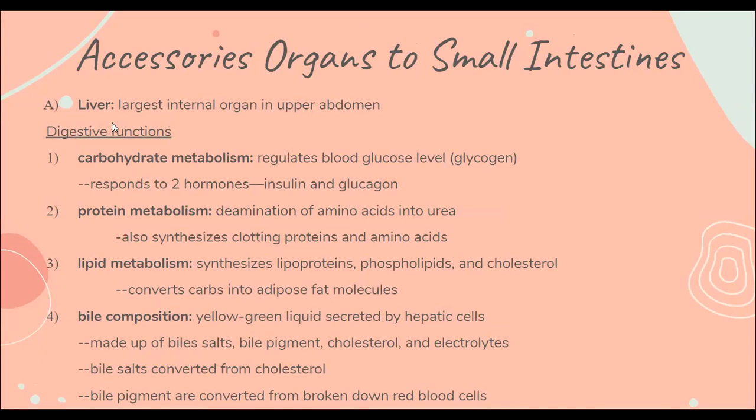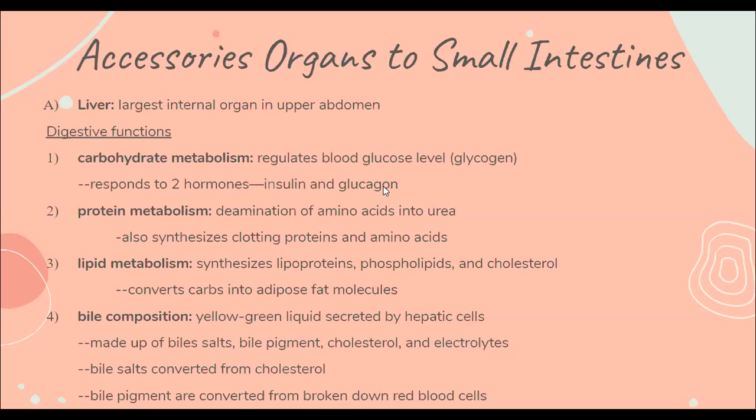The liver is really important. It has a bunch of functions, so here are some of them. Its first job is carbohydrate metabolism, and it regulates your blood glucose level, basically your blood sugar level, and it responds to two hormones, insulin and glucagon. The liver is very involved with sugars and carbs.